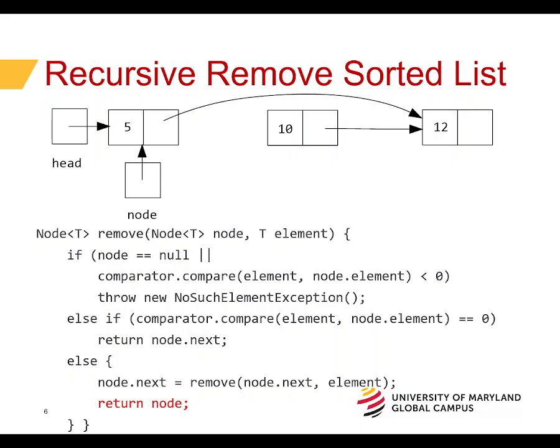Recall that when using iteration, inserting or removing at the head always required a special case. That special case is no longer needed because the initial call that started the recursion will reassign the head reference to the reference returned to it. That assignment will only change the head reference when an insertion or removal is done at the head of the list.